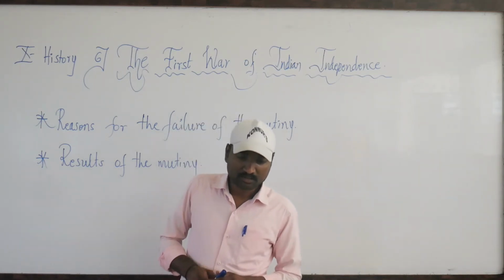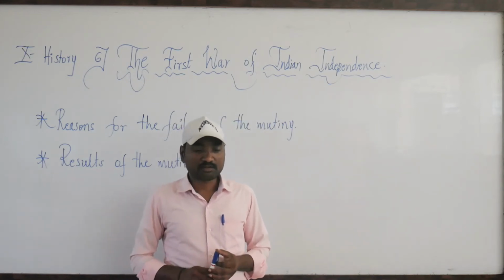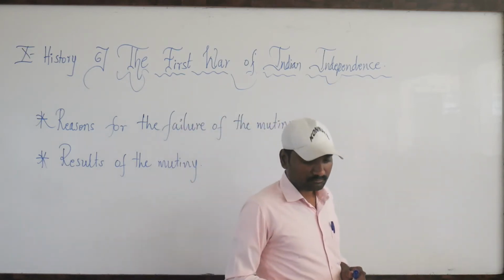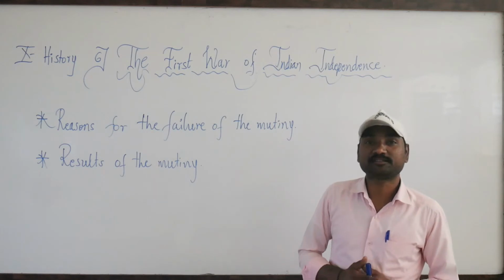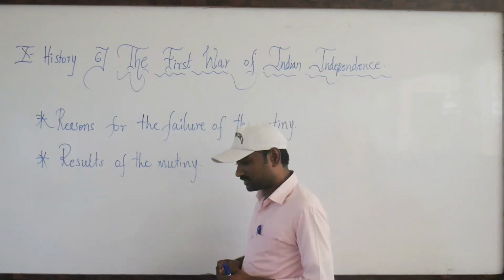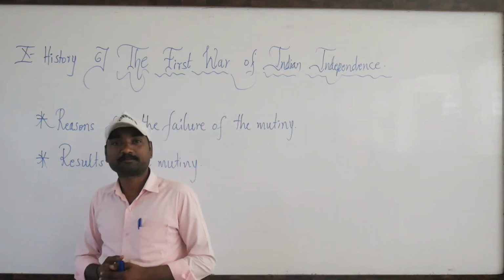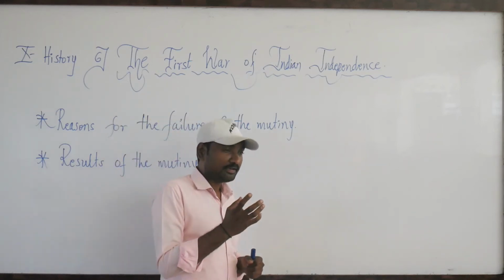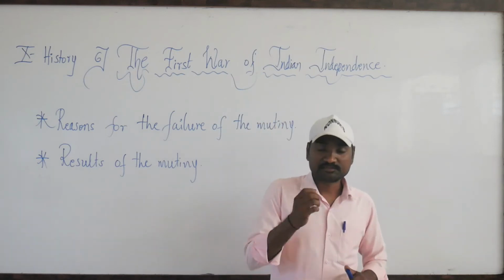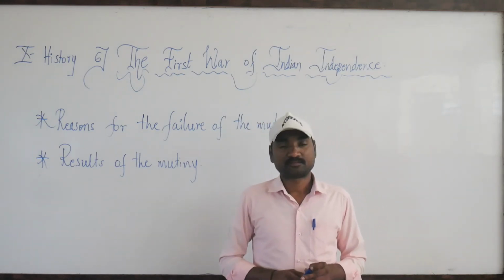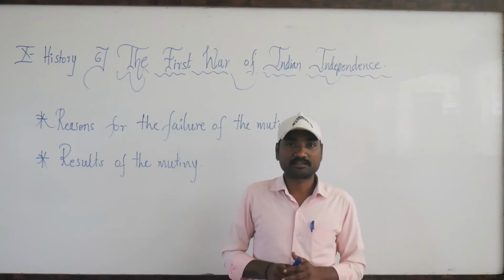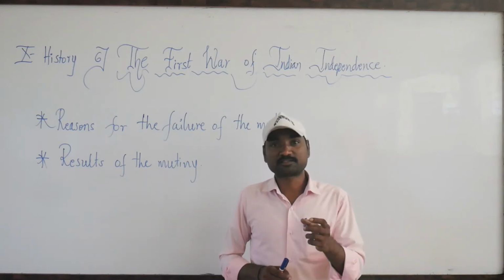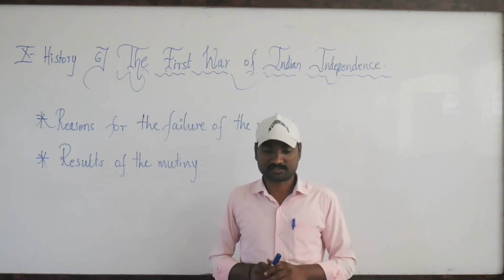Next, governance of the British government started. The Britishers started to rule over India. The Britishers took the Indian administration in their hand. Looking like Indians are there, but the power is vested with the Britishers.